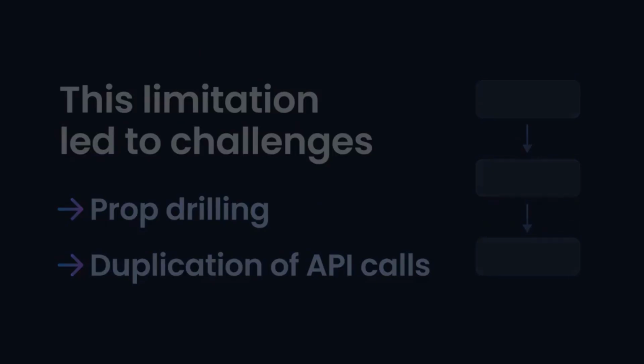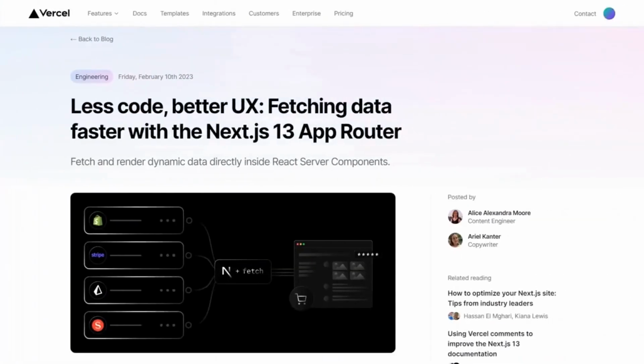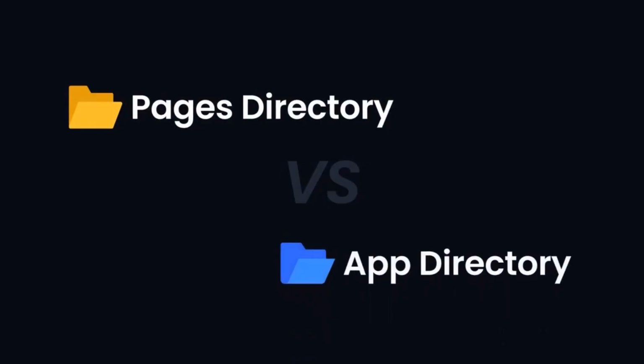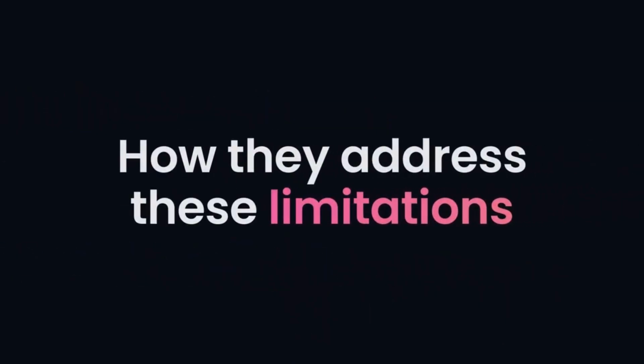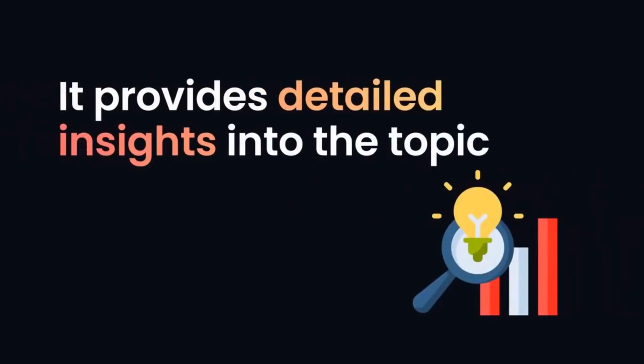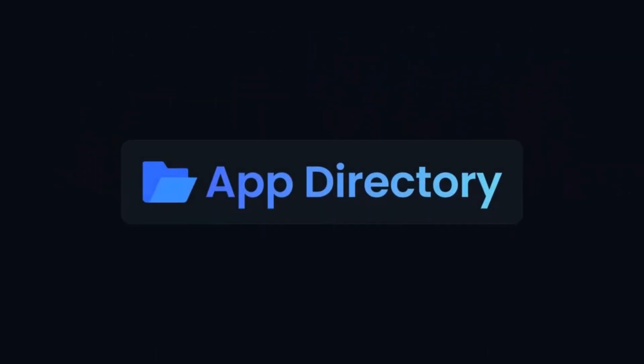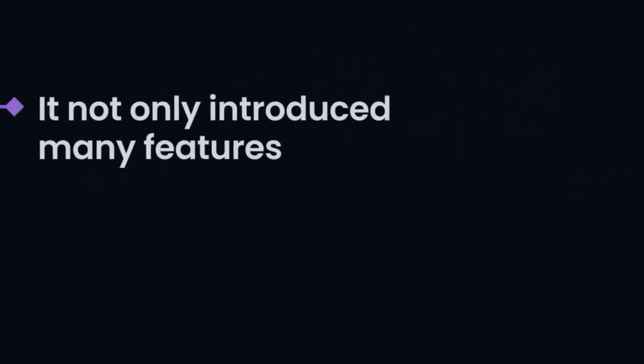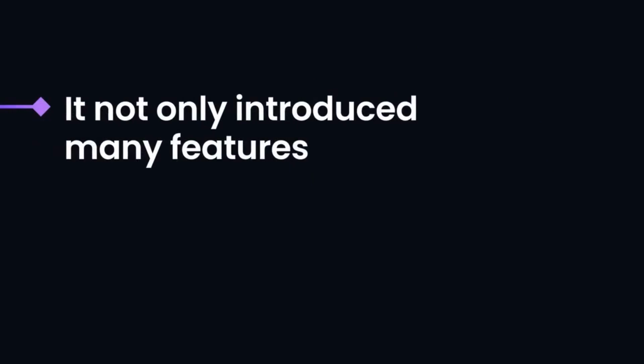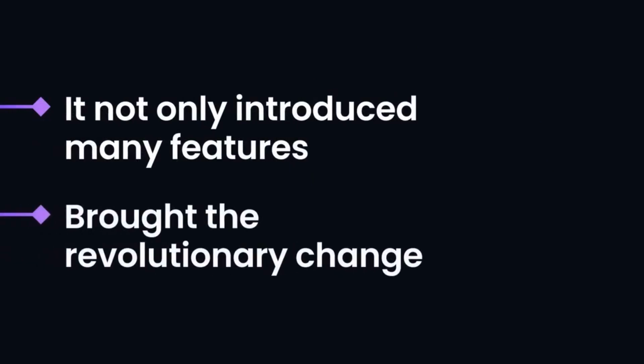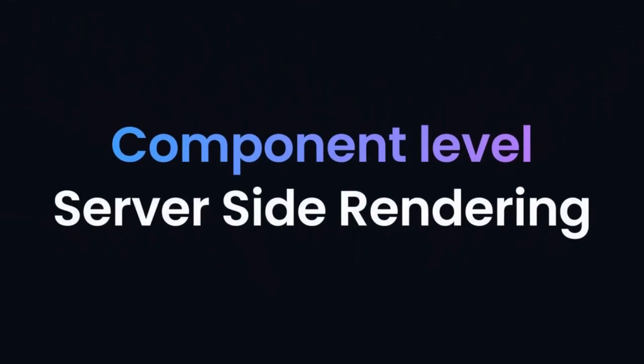I recommend reading the Less Code, Better UX, Fetching Data Faster with Next.js 13 App Router article to gain a deeper understanding of the differences between the pages directory and the app directory in Next.js and how they address these limitations. It provides a truly detailed insight into the topic. And that, my friend, is where the app directory comes into action. It not only introduced many features, but also brought the revolutionary change, component-level server-side rendering.